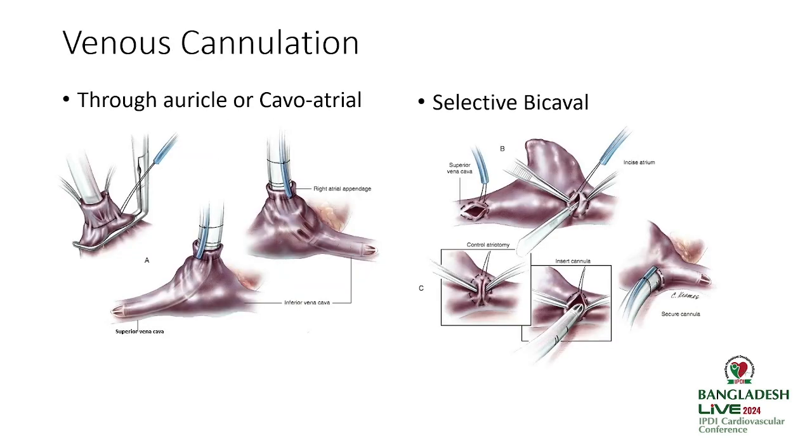Okay, next we go for the venous cannulation. Depending upon the type of surgery, whether you need to open the right heart or not, you can do two things. You can do selective bicaval cannulation, or you can do a single one-stage cavoatrial cannulation. On the left side, we see cavoatrial cannulation. They pass the cannulas through the right auricle all the way into the inferior vena cava. And we have another cannulation, which is selective superior vena cava and inferior vena cava cannulation.